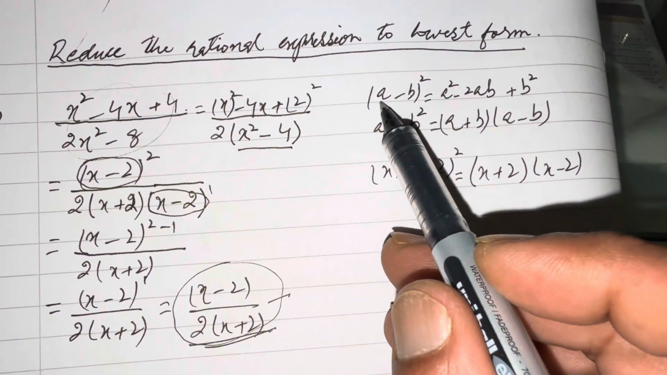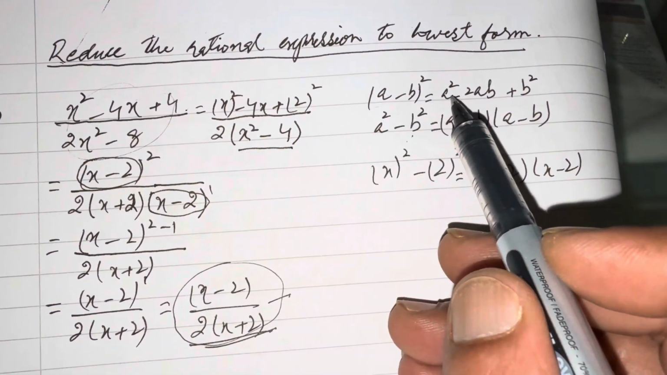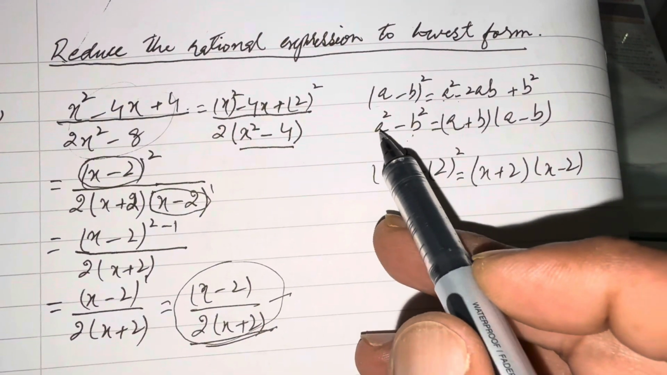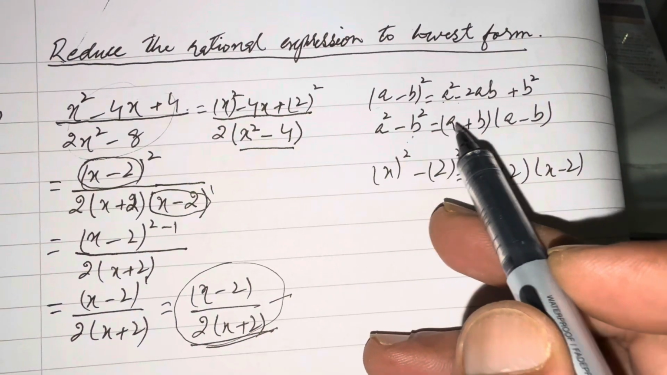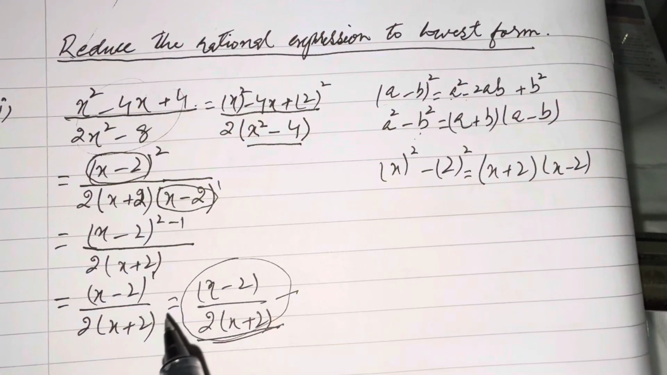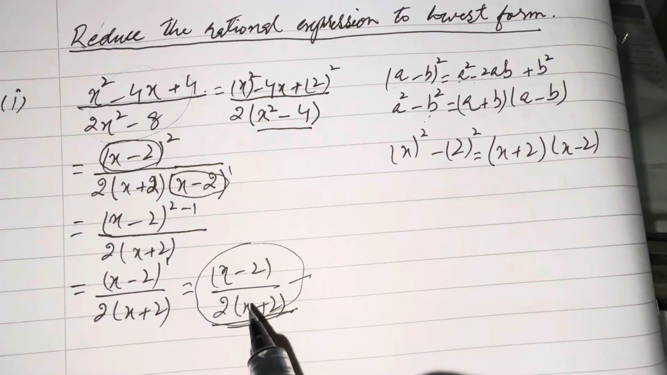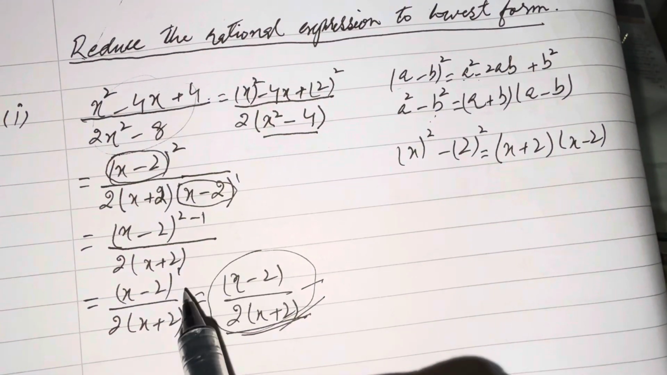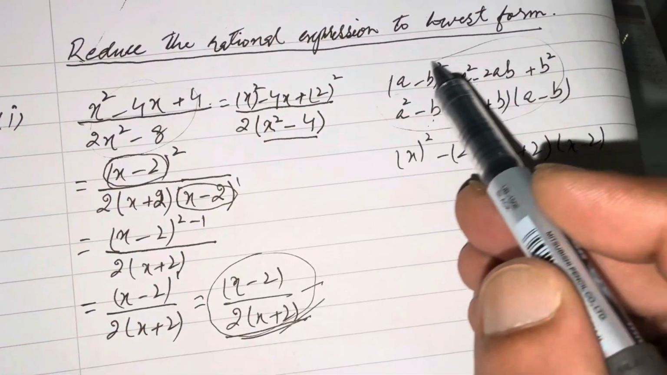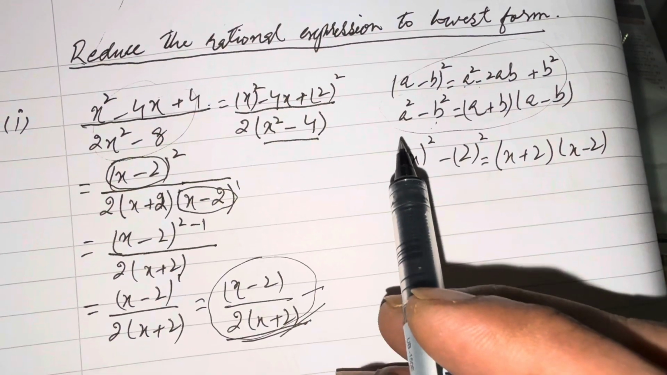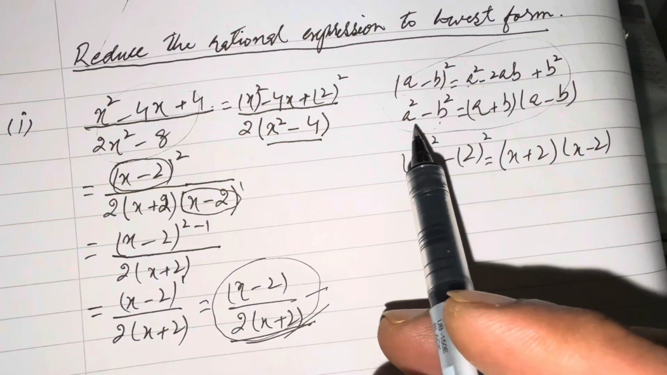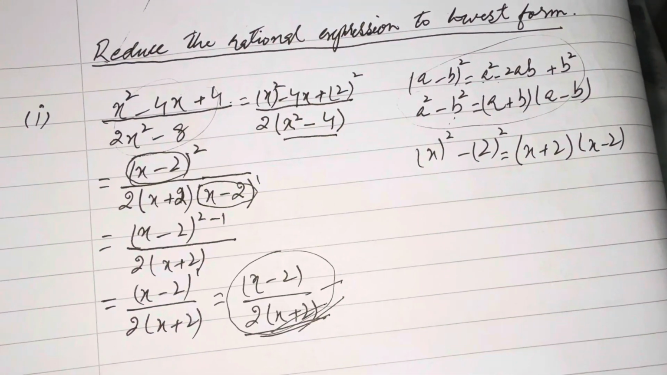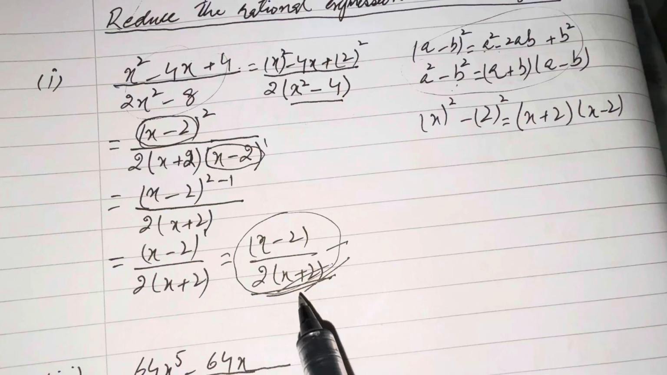The first formula is a minus b whole square is equal to a square minus 2ab plus b square, and the second one is a square minus b square is equal to a plus b into a minus b. So hopefully you will understand, these kinds of formulas we have already studied in our last 2 to 3 videos. So that's the answer of this expression in the lowest form.